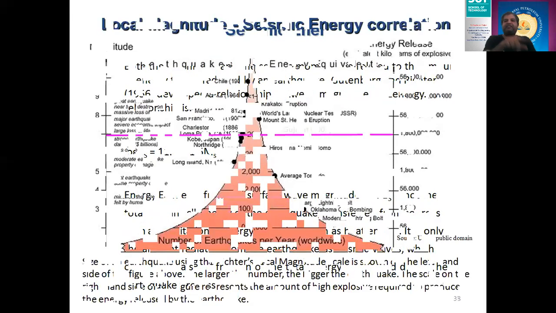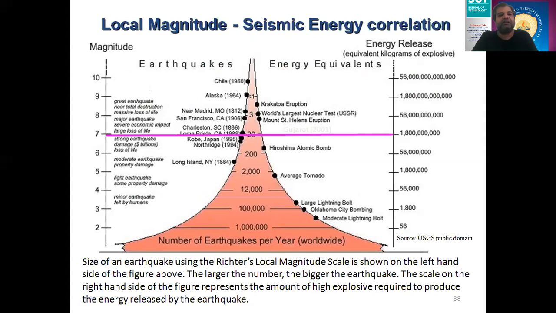Now, this graph is very, very important, and it will give you a lot of insight into how earthquake energy is released for a particular type of earthquake. This axis gives the magnitude level, and this is the energy release taking place during different famous earthquakes that happened in the past. The energy released is plotted in terms of equivalent kilograms of explosive. This graph has been taken from the USGS public domain.